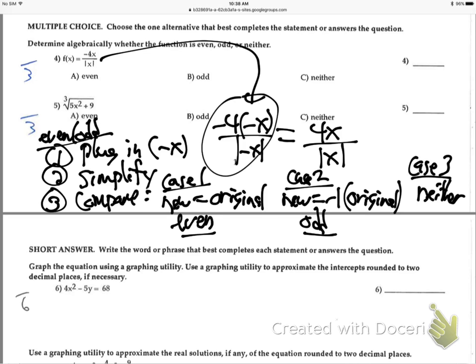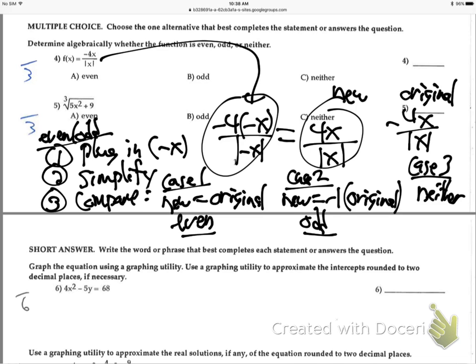So I plug -x in, I clean it up, and I say, how does that compare? Here's the original. So here's the new, here's the original. How does the new compare to the original? Here's the new, the original, it's been multiplied by -1, hasn't it? So it's odd. Everybody see that? That one's odd. Because the new, after plugging in -x and simplifying, compared to the original is times -1.